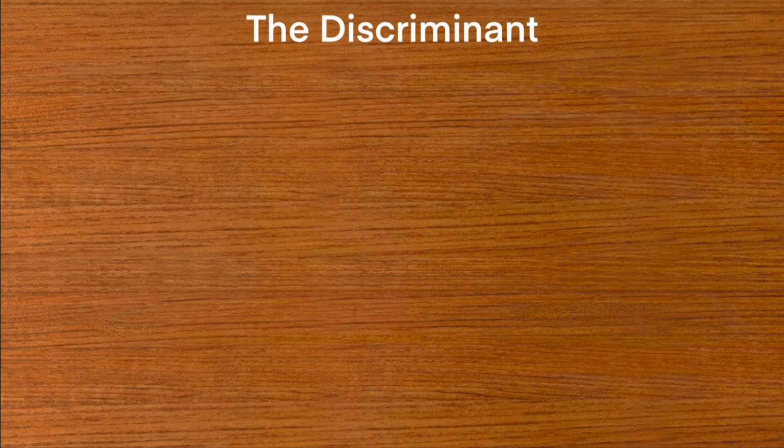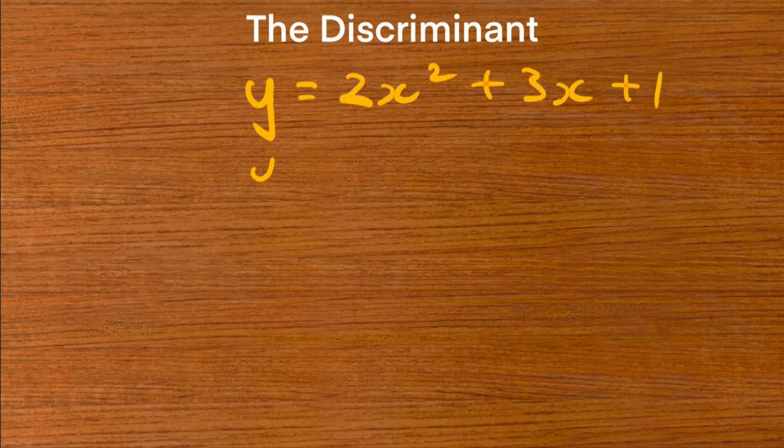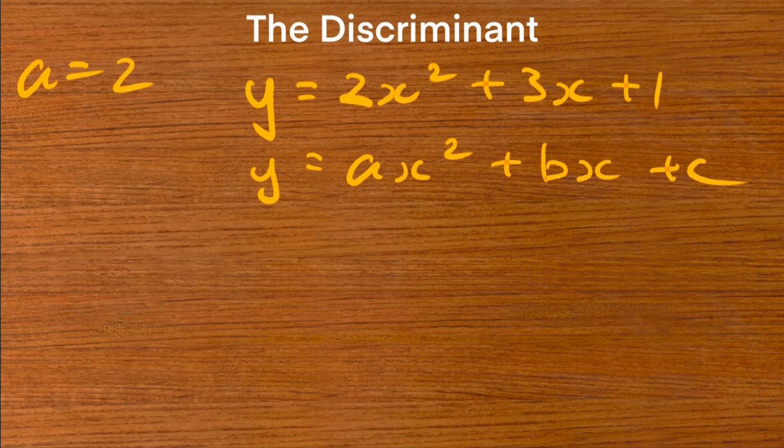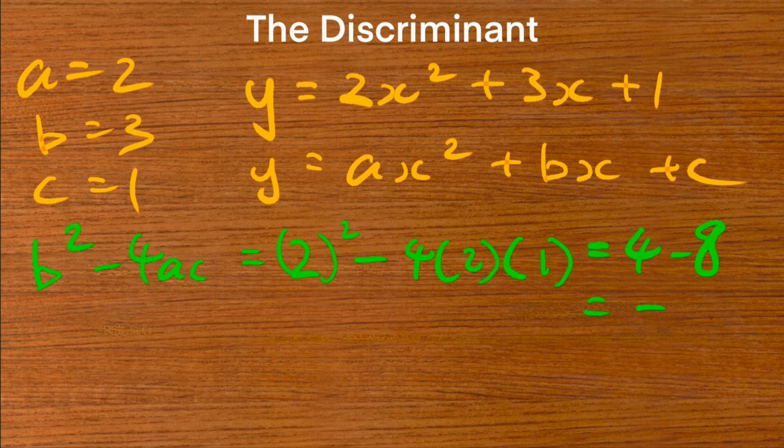In this first example, we have y equals 2x squared plus 3x plus 1. We will write out the standard form so that we can compare the a, b, and c's easily. a is equal to 2, b is 3, and c is 1. We will now substitute a, b, and c into the discriminant formula, where we can see very easily that this equals 4 minus 8, which is negative 4.